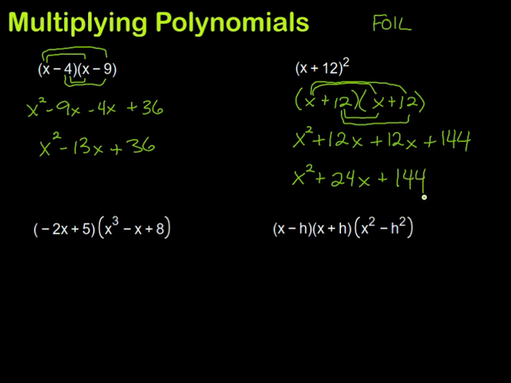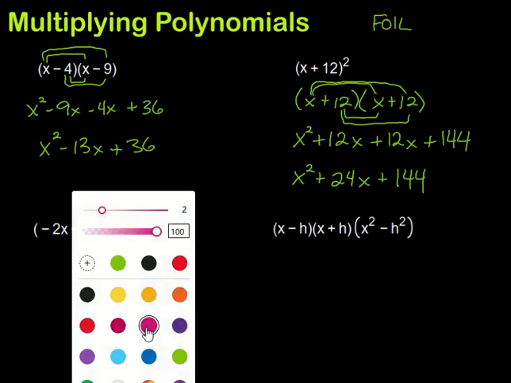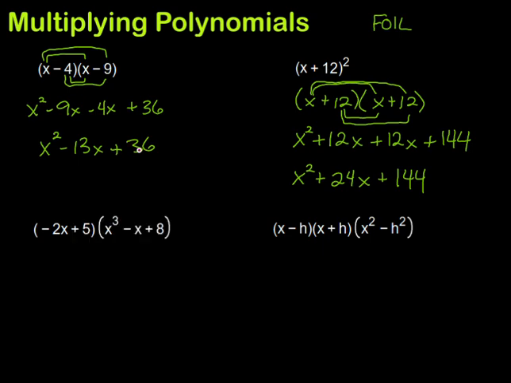All right, now let's raise the bar a little bit, because in these lower ones, foiling's not going to work anymore. The problem is we have more than two terms. So we don't have the first, outer, inner, last anymore. We've got two terms and three terms. Uh-oh, what are we going to do? Well, another way that we can think about multiplying polynomials is just distributing. And what I mean by that is we're going to distribute each term from one of the polynomials to every single term of the other one.